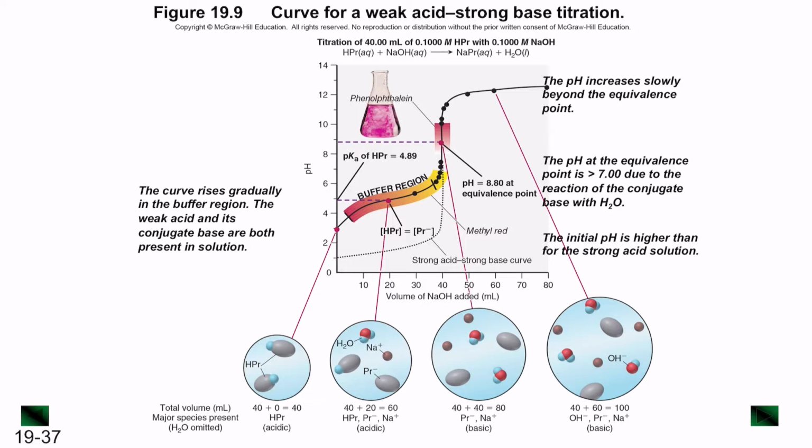So next, let's look at the curve for a weak acid and a strong base titration. Now, notice that here, the curve rises gradually in the buffer region because the weak acid and its conjugate base are generally both present in the solution during this buffer region. That's the reason why they resist change to the pH as much as possible. That's the reason why the curve is much more bent rather than directly going upward. It's much slower or gradual.